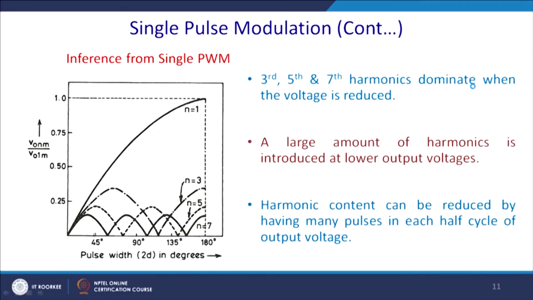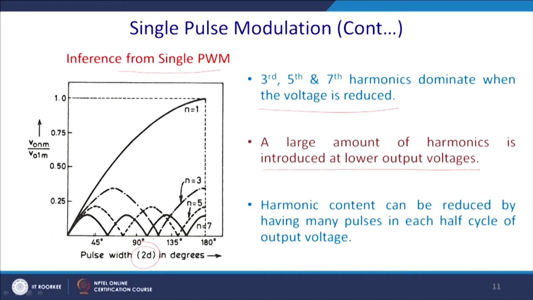So, this is the case. With single pulse PWM, the third, fifth and seventh harmonics dominate when the voltage is reduced. Once the voltage is reduced, you are squeezing the pulse, so a large amount of harmonics is introduced for the lower voltage range. You can see that this is 180, this is the value of 2d. If 2d goes to 180 degrees, then there is considerably less of the other harmonics.